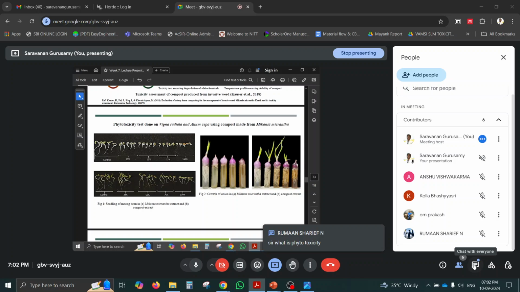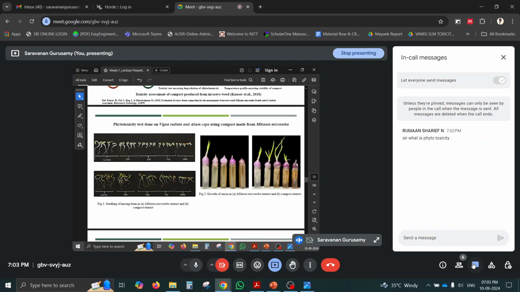Phytotoxicity, as I mentioned, toxicity is the one which will affect the growth and health. Phyto means plant. So phytotoxicity is the one which will affect the plant health and plant growth. Hope you understand phytotoxicity.